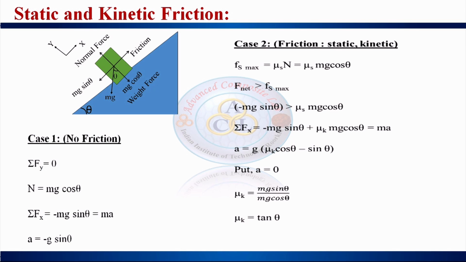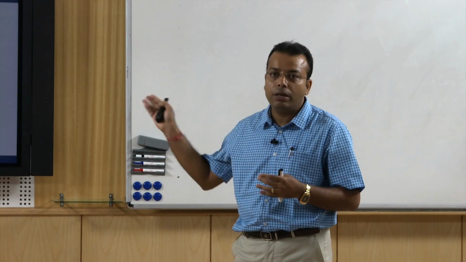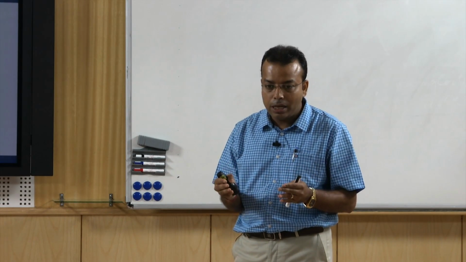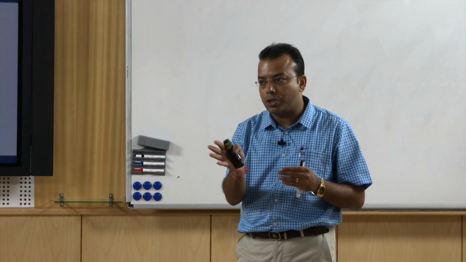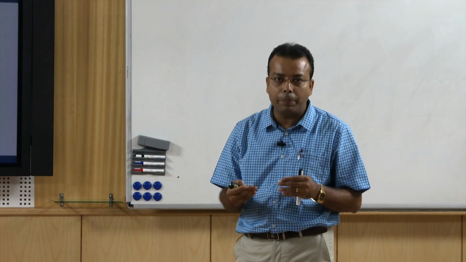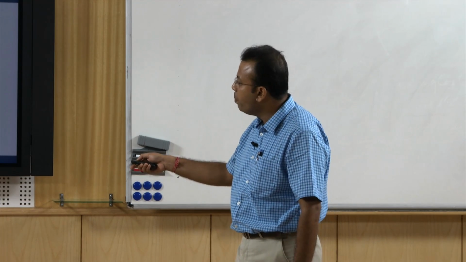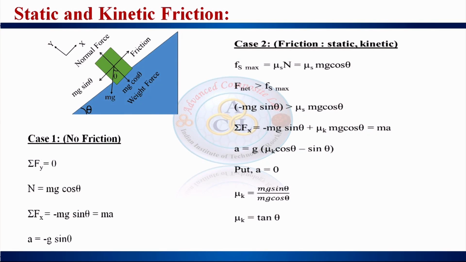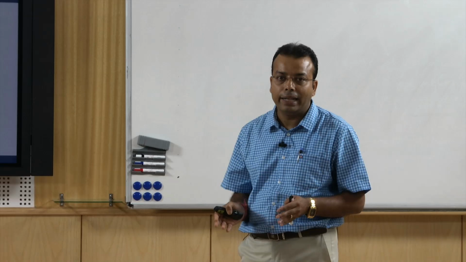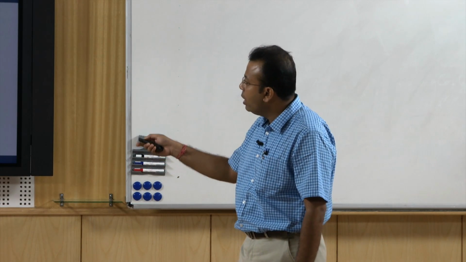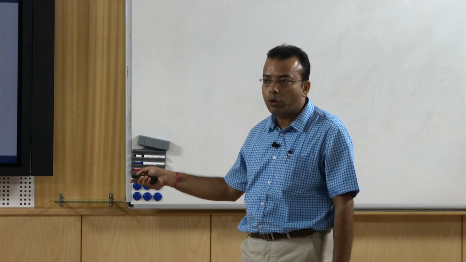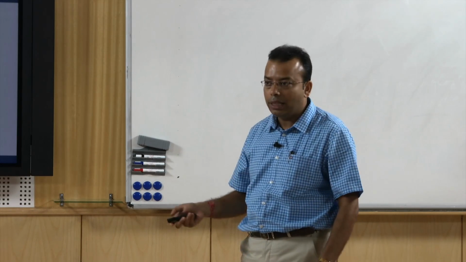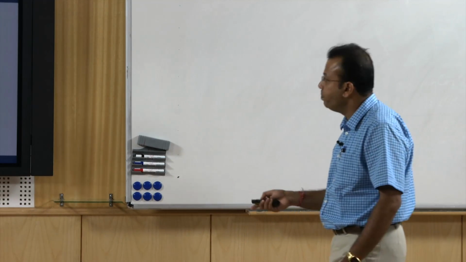Now, if the acceleration is 0, here we are keeping a is equal to 0, that means we are keeping the velocity constant, there is no acceleration of that particular body. In that case your mu k will be mg sin theta by mg cos theta. If we cancel that mg, sin theta by cos theta, it will give you mu k is equal to tan theta. So, from that particular figure we can calculate the coefficient of kinetic friction, which is nothing but the tan theta of that figure.